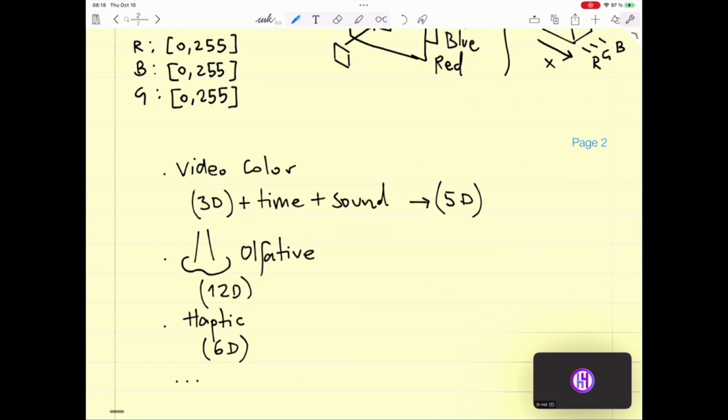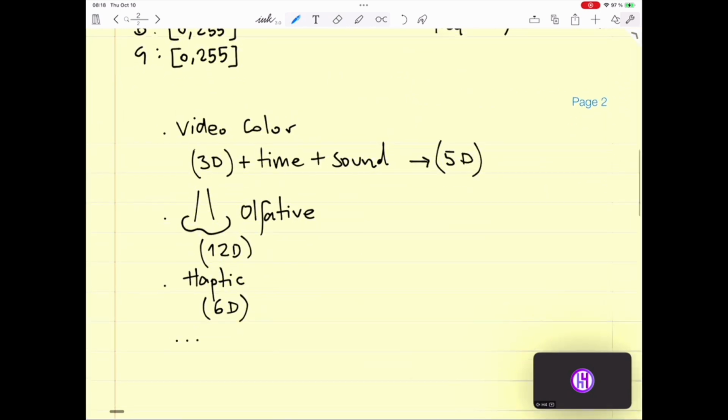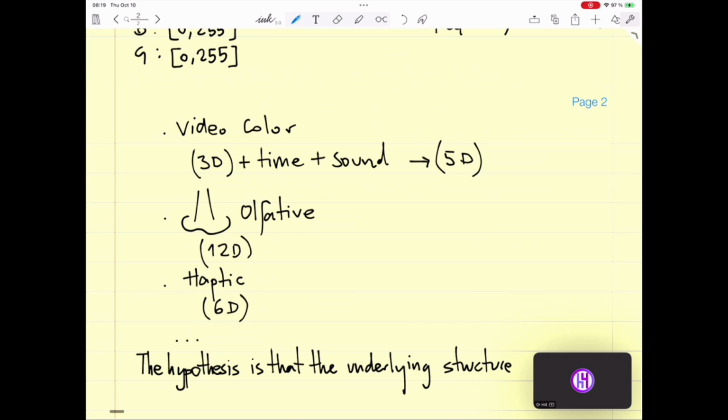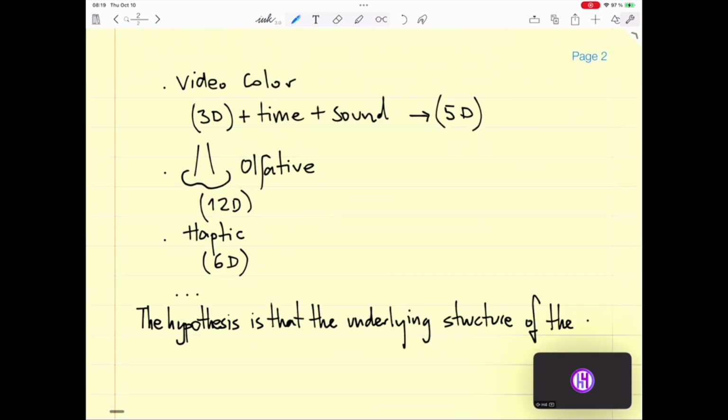But the physical world is Euclidean. Whenever you are analyzing something happening in time or happening in the physical world, you will have a Euclidean data set. Okay, so the hypothesis here is that the underlying structure of the data allows for the calculation of a distance.